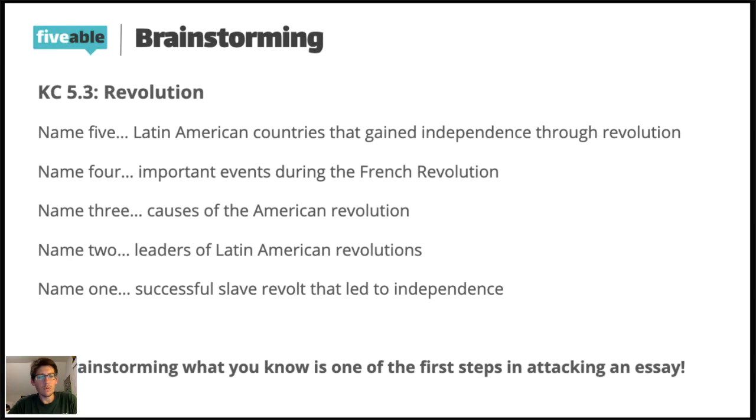We're not going to go through all of these. Caused the American Revolution: issues of representation, taxation, natural rights, the British government abolishing colonial legislative bodies. So those are all things that caused the American Revolution. Leaders of Latin American revolutions, Bolivar. Give me some others. Jose de San Martin is a really great example of these Latin American revolution leaders.